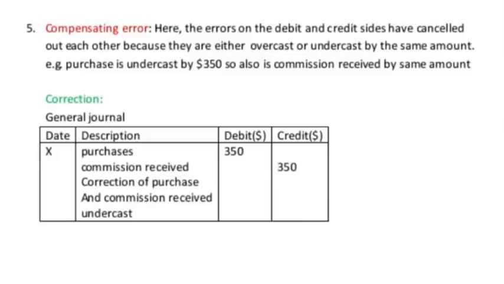Compensating error. Here, the errors on the debit and credit sides have cancelled each other out because they are either overcast or undercast by the same amount. Example: purchase is undercast by $350, so also commission received by the same amount. Correction: open journal, debit purchases and credit commission received with $350, and then post to the ledger.